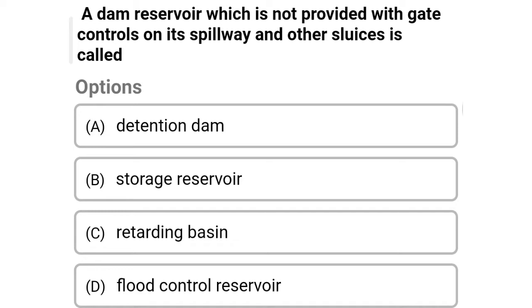So the first question, a dam reservoir which is not provided with gate controls on its spillway and other sluices is called option A detention dam, option B storage reservoir, option C retarding basin, option D flood control reservoir. So the correct answer is option C retarding basin.